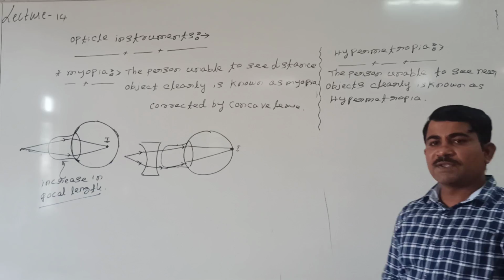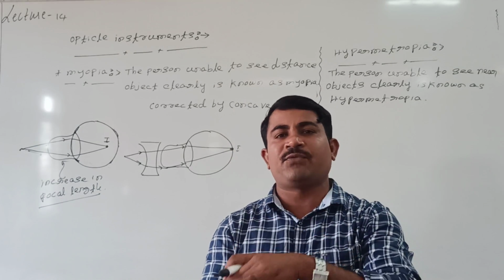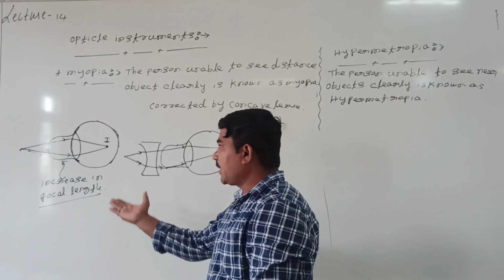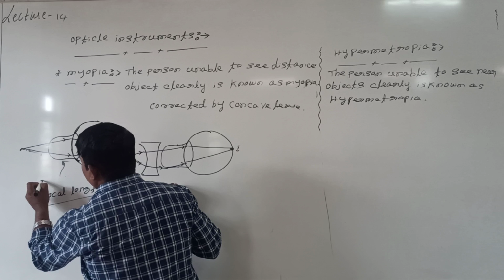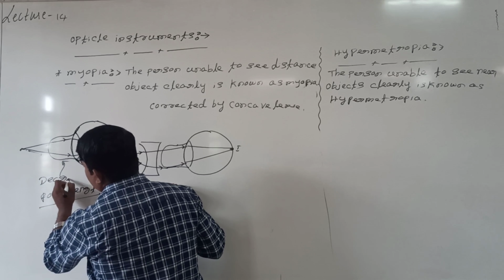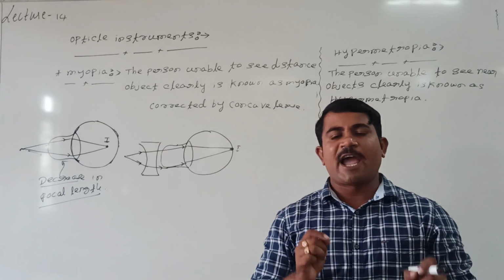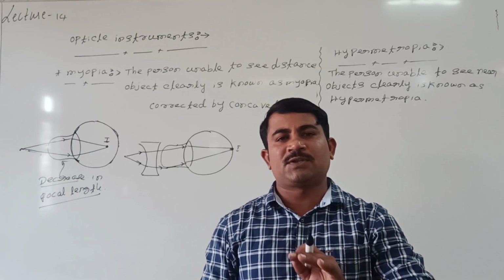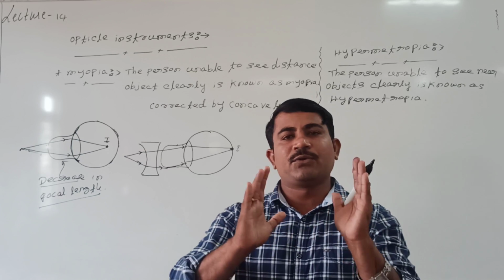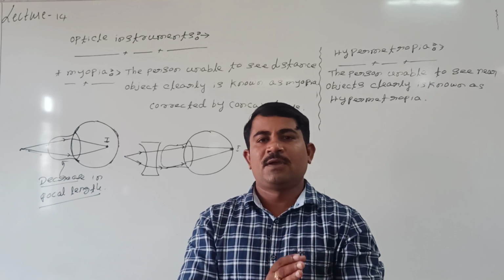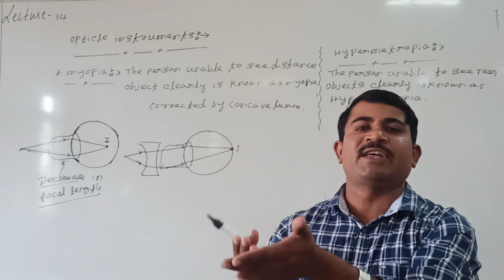How can this hypermetropia occur? Hypermetropia is due to increase in focal length. Actually, not a decrease in focal length; sorry. This is due to increase in focal length, not decrease in focal length. Because due to increase in focal length or due to decrease in size of the eyeball, the image does not appear on the retina. Instead, the image appears behind the retina.